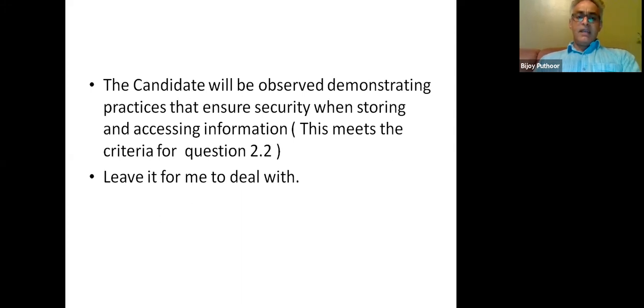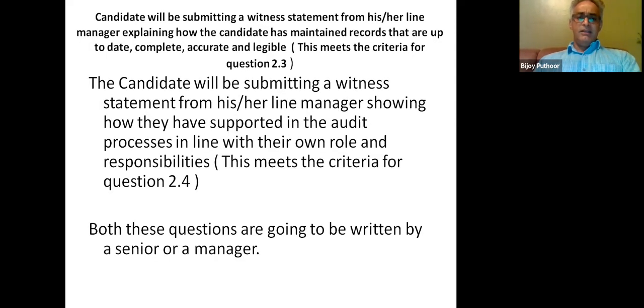The next question says that the candidate will be observed demonstrating practices that ensure security when storing and accessing information. When we visit you, we will see if you're using passwords, if you're using screensavers, and if you're locking the data so the files are securely kept. Are you locking the medication cupboard when not in use and when not being observed or supervised by any of your staff? Are you making sure that your files are kept in a secure place, etc.? But don't worry about it. We will come and observe it in the near future.